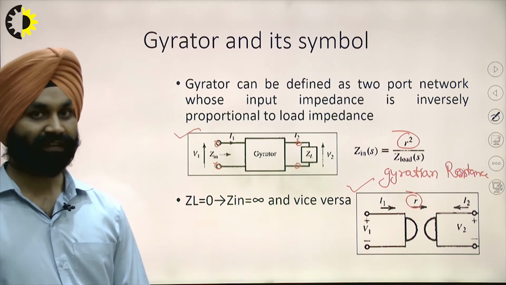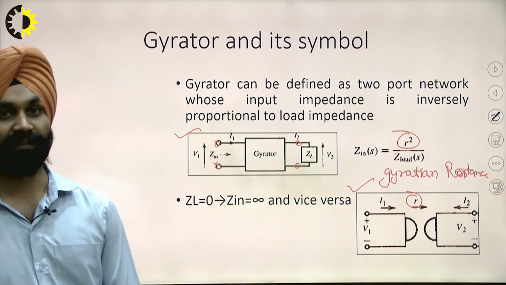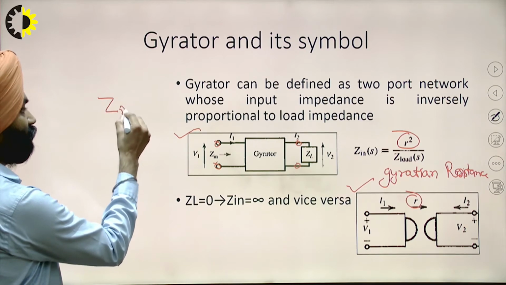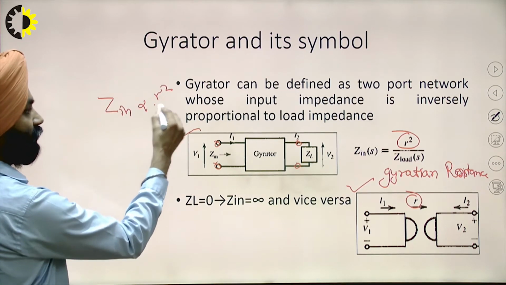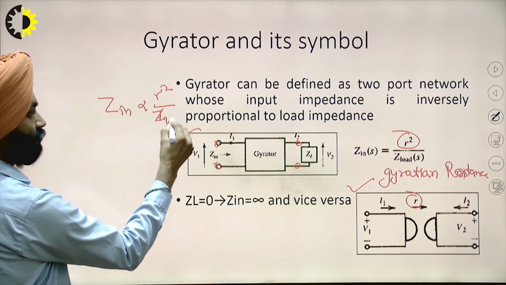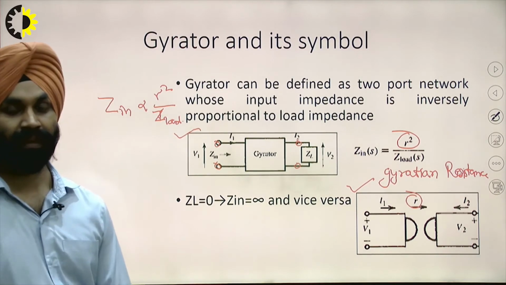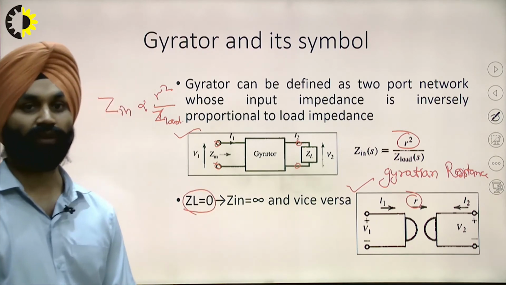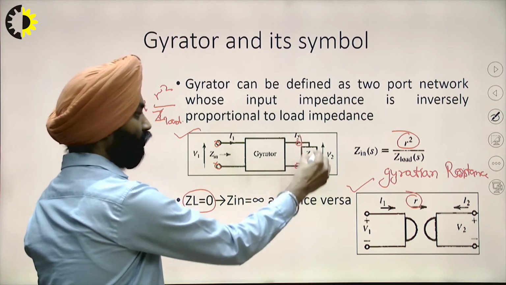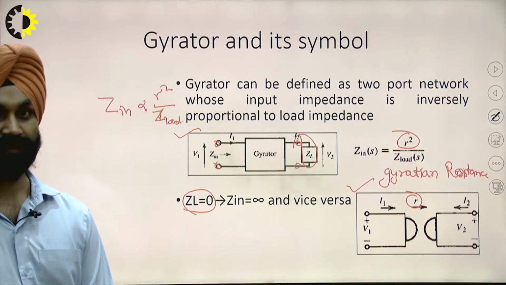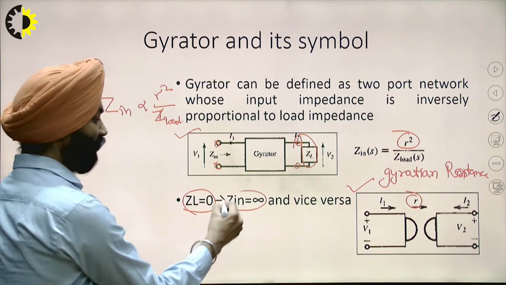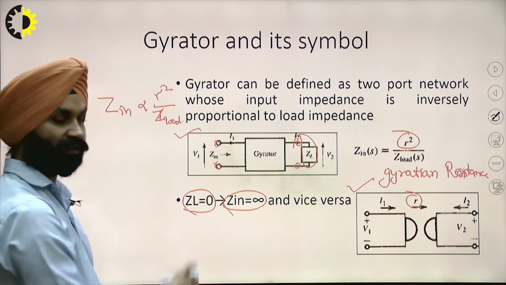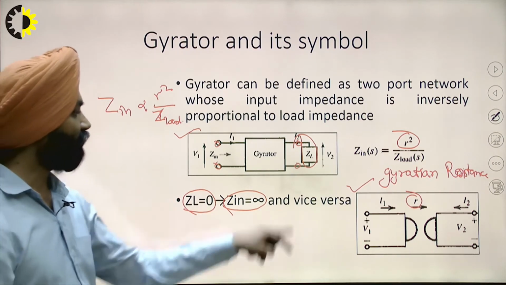Now, what is the use of this gyration resistance or gyrator? First, we have discussed that Zin is proportional to R square by Z load. The first case: let's suppose we have opened the load. If we have not connected anything here, this means Zin is infinite. If we have closed this, Z load is equal to 0.